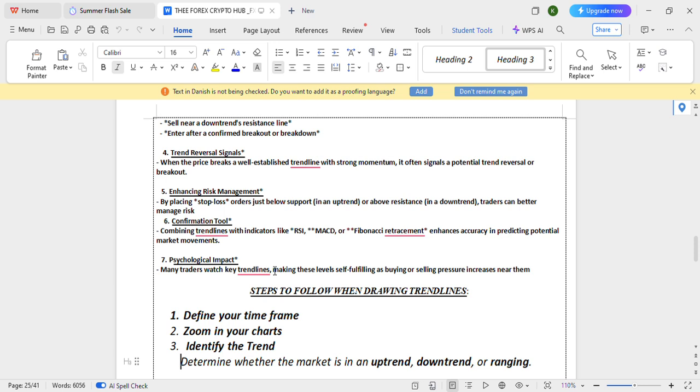Number six, confirmation tool. Combining trend lines with indicators and Fibonacci retracements enhances your confidence, or they give you more confirmations. So you need to combine trend lines with something else for you to take trades. Don't just take trades based on trend lines alone.